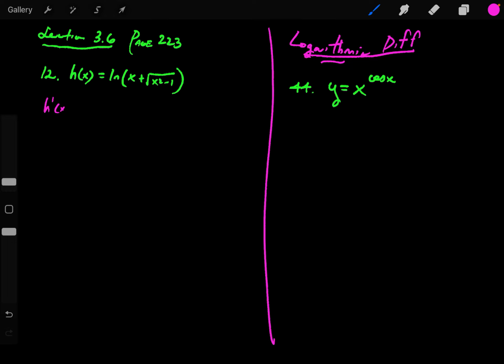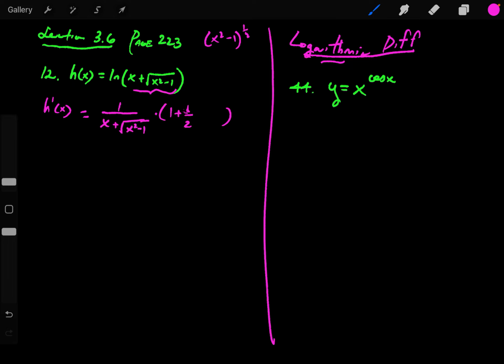So h prime of x is equal to this whole thing on the inside as your u, and you get 1 over x plus the square root of x squared minus 1, because the derivative of ln of u is 1 over u, times the derivative of that u. So take your time, find the derivative of this. It's going to be 1 plus, and now you got to do chain rule again on this right here. This is to the 1/2, so it's going to come down.